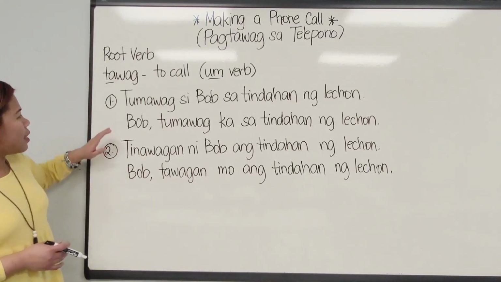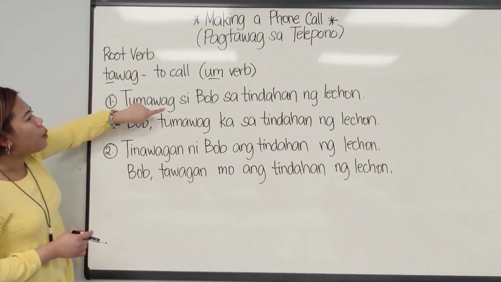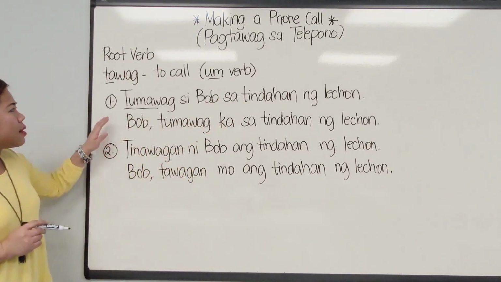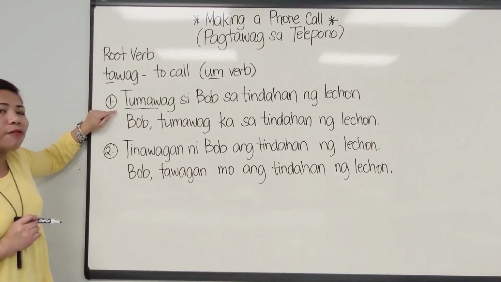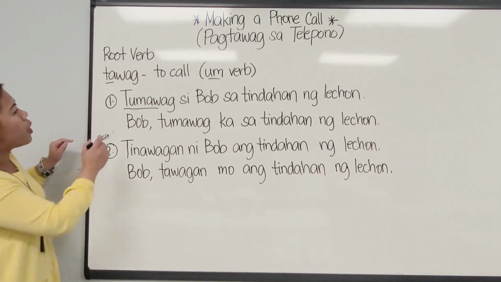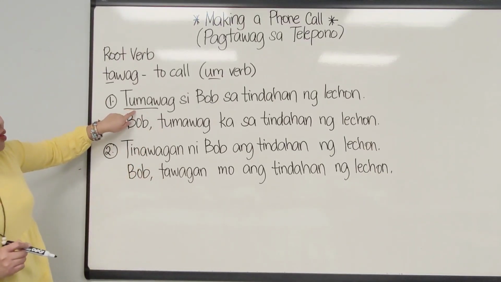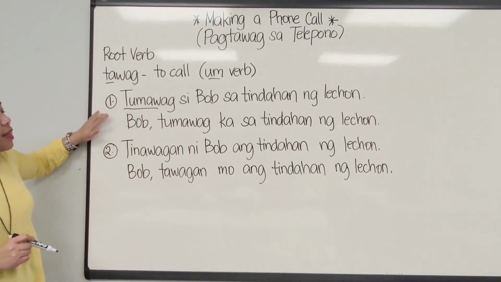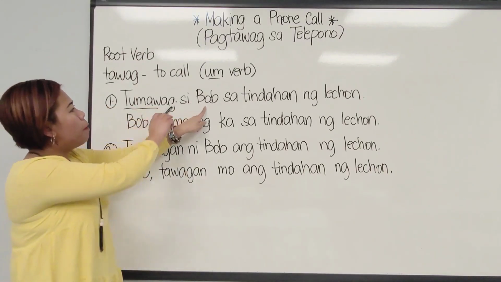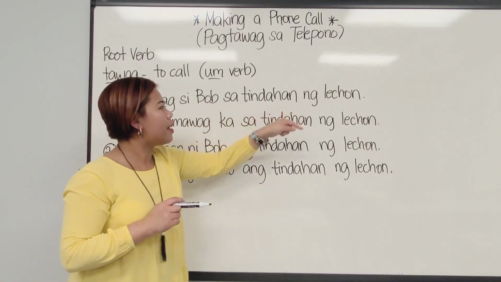All right, let's look at the first sentence here. Tumawag si Bob sa tindahan ng lechon. What is this verb? Is this in the future, the present, or in the past tense? Look, we have the root verb tawag and then we inserted the um. So this is in the past tense, right? So tumawag si Bob. Bob called sa tindahan ng lechon.